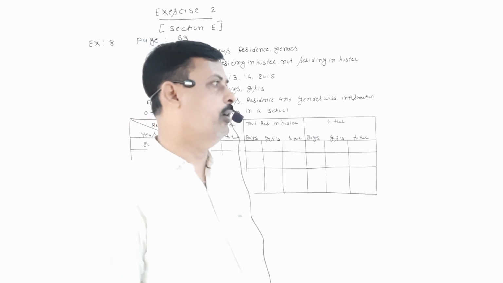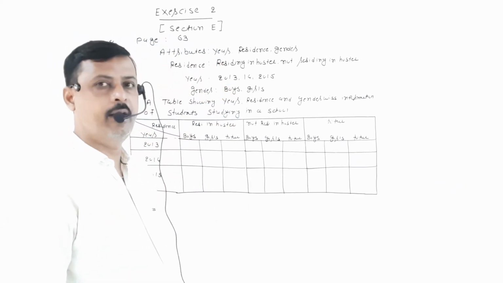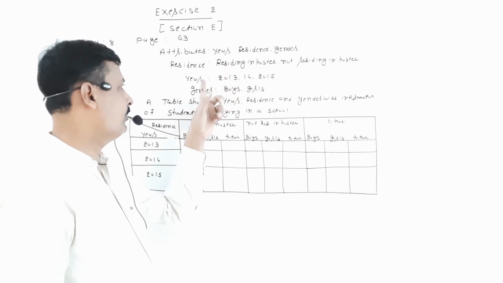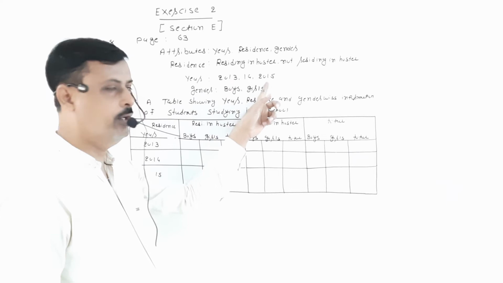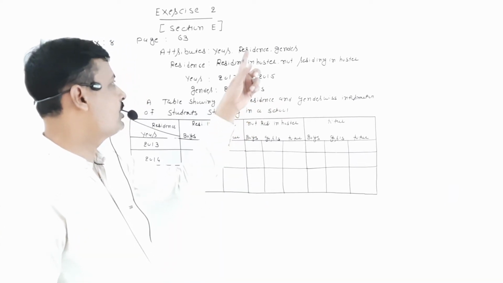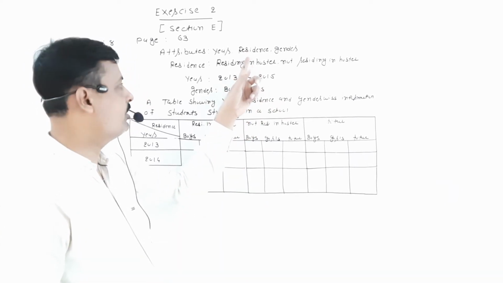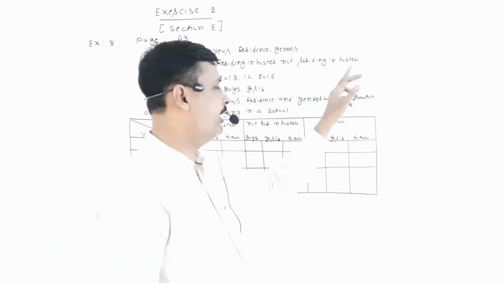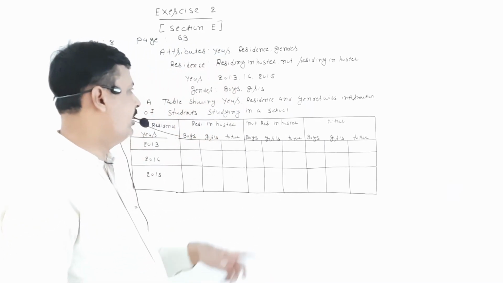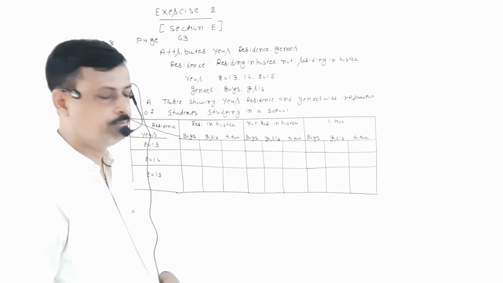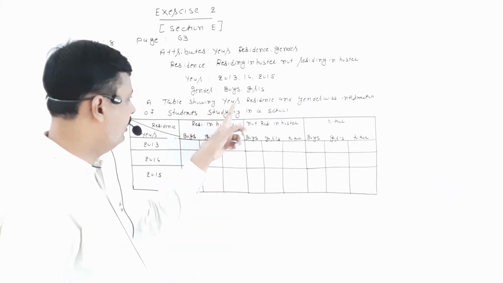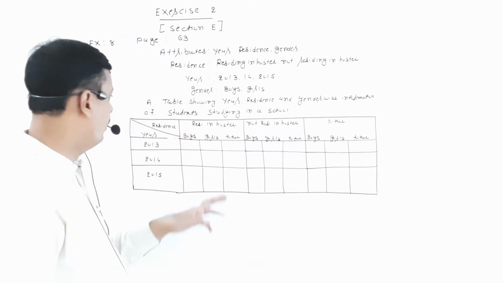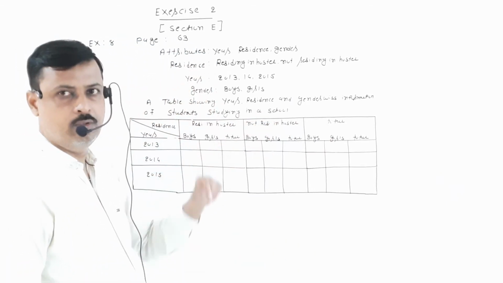So in this example, we have 3 types of attributes, 3 informations. One is a year-wise information: year 2013, 2014, 2015. Second, residence-wise information: residing in hostel, not residing in hostel. And gender-wise information, boys and girls. A table showing year, residence and gender-wise information of students studying in a school.